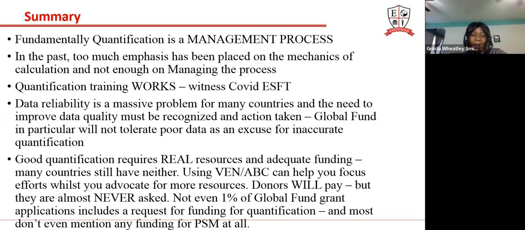Donors will pay for quantification enhancement and quantification process training, but they are almost never asked for. Not even 1% of Global Fund grant applications include a request for funding for quantification, and most don't even mention any funding for PSM at all. Global Fund will pay because quantification can speak to the authenticity of your program.